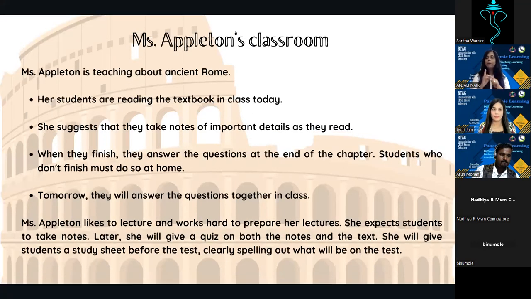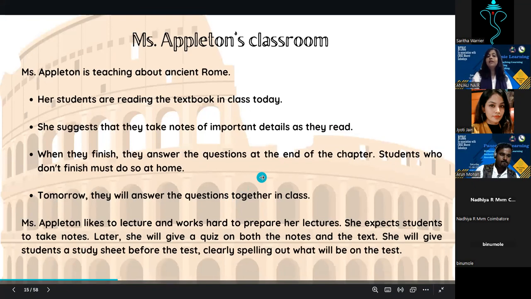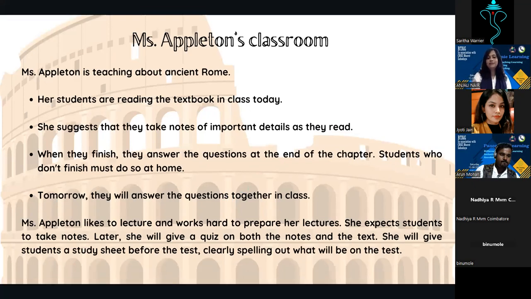This is classroom number 1, Miss Appleton's classroom. Miss Appleton is teaching about ancient Rome. The social science teachers may be able to relate to it. Her students are reading the textbook in class today. She suggests that they take notes of important details as they read. When they finish, they answer the questions at the end of the chapter. Tomorrow, they will answer the questions together in the class.